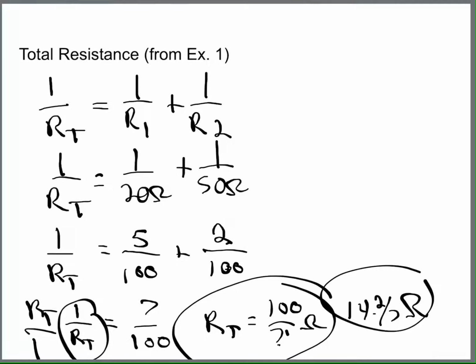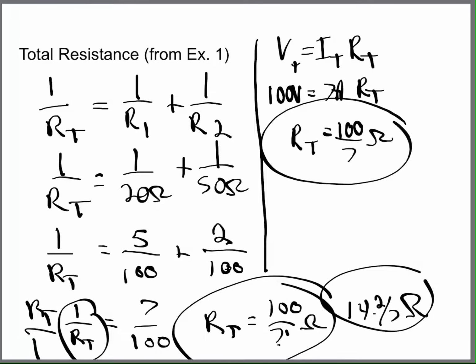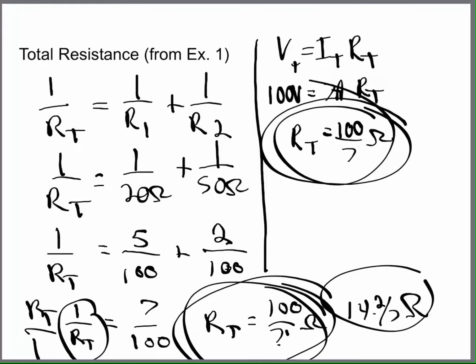Now, I said before that there's a way of getting away with not doing this math, and there is. So we're going to say V equals IR, but we're going to do it for the totals. So V total is 100 volts. I total, well, we know I total is 7 amps. We found it before. And R total is R total. And with some algebra, R total is 100 over 7, which is exactly what we got here. So it's 2 different ways of doing the exact same thing.